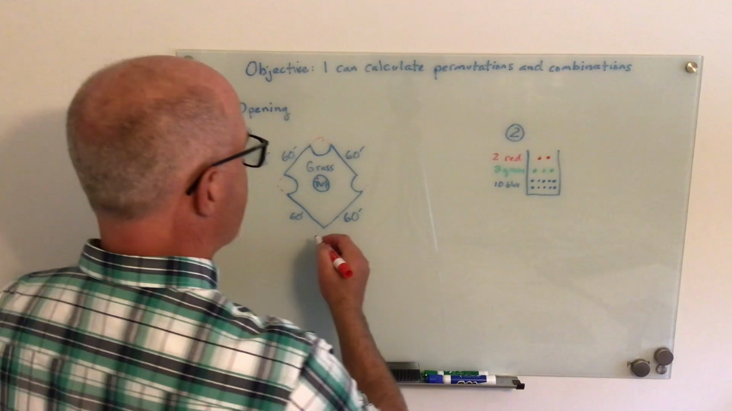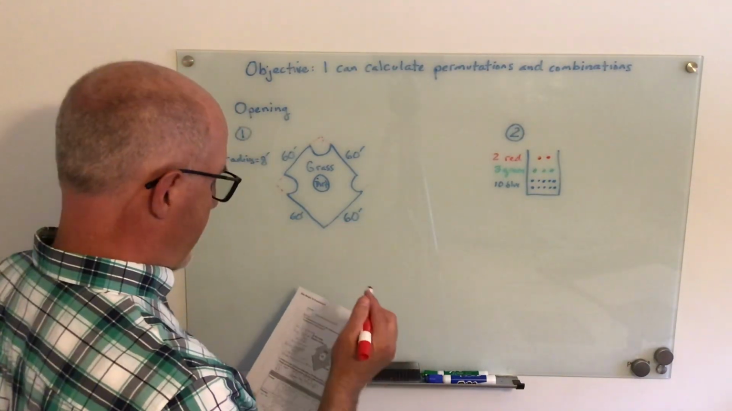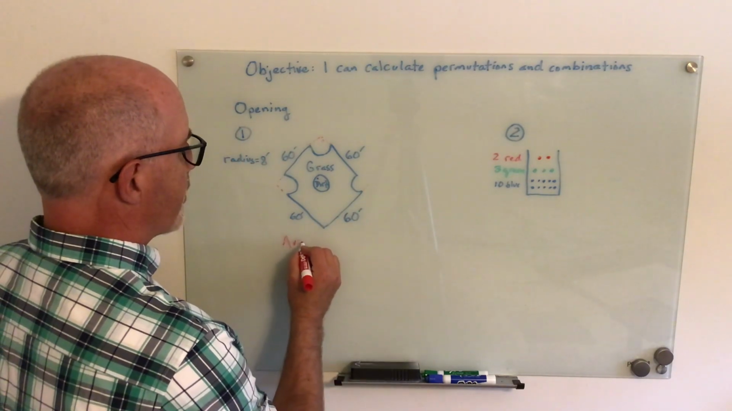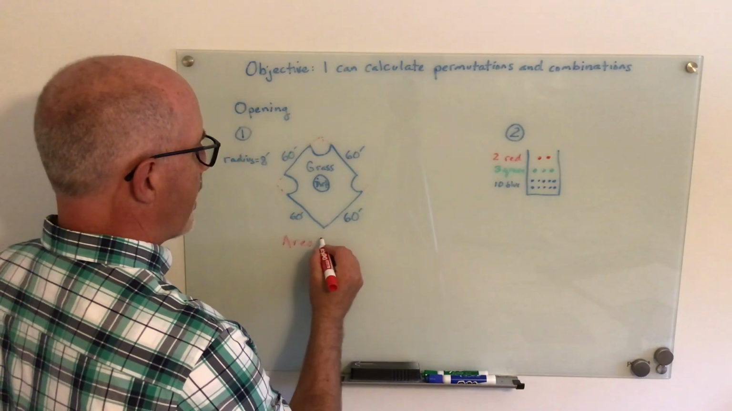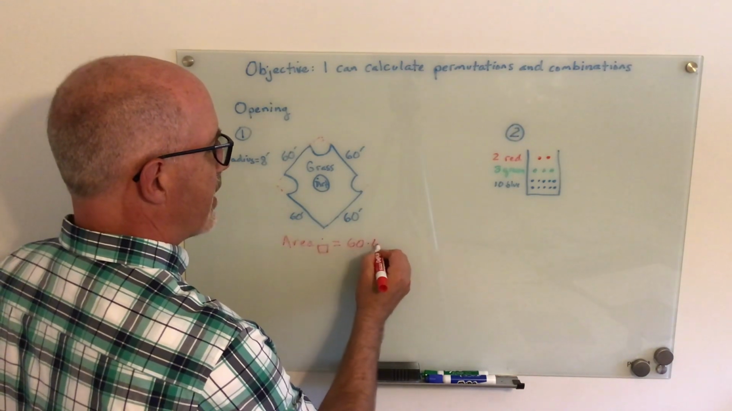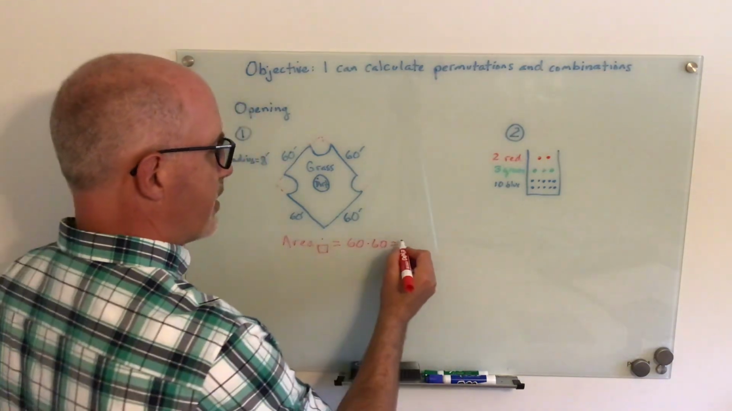So again, if this is 60 feet on each side of this square, if it was going all the way to the corner, what you do is you'd figure out the area of the square first. That's the whole area. So I'll put the square down here, and that's going to be 60 times 60, which is, when you multiply that out, you get 3,600.